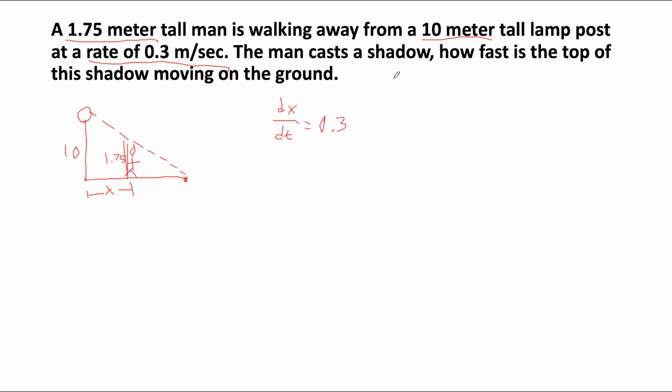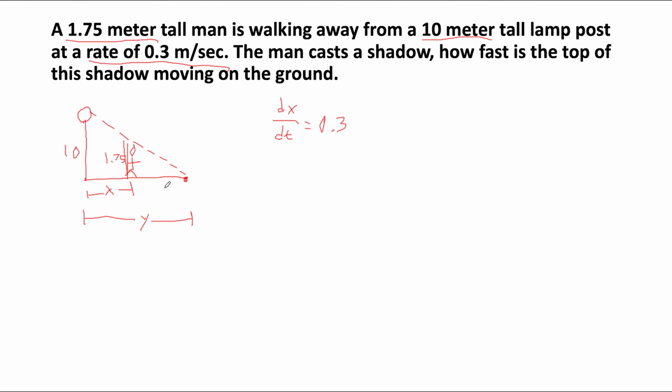So what about how fast the top of his shadow is moving? Well, this is the top of his shadow, and how fast he's moving is really just the rate of change of this distance that I'm going to call y. And that's because it's how fast the tip of his shadow is moving relative to the stationary object, which is the lamp.